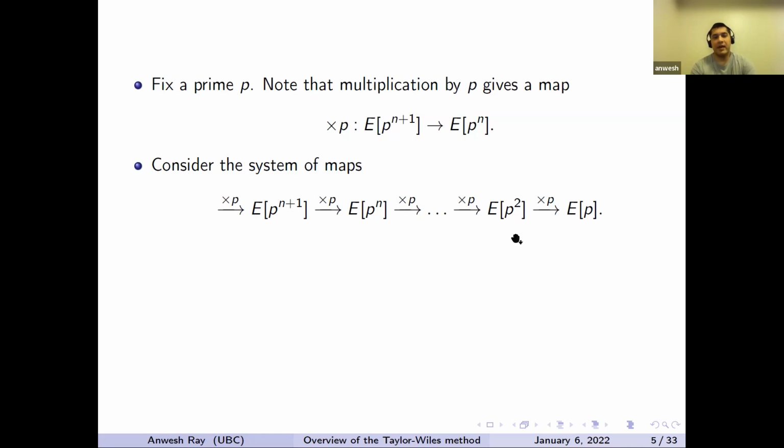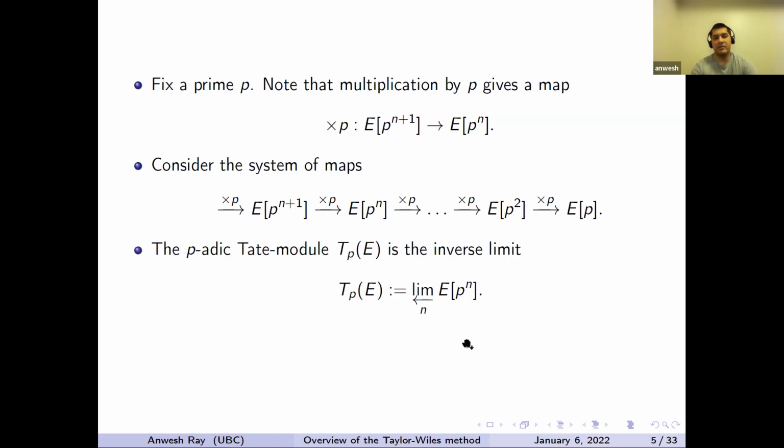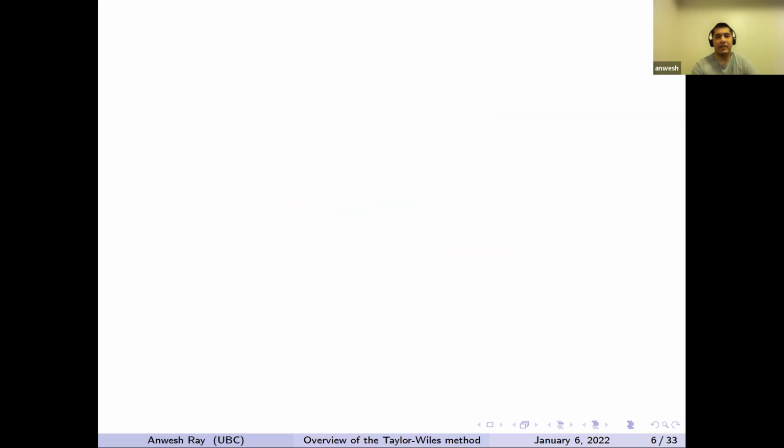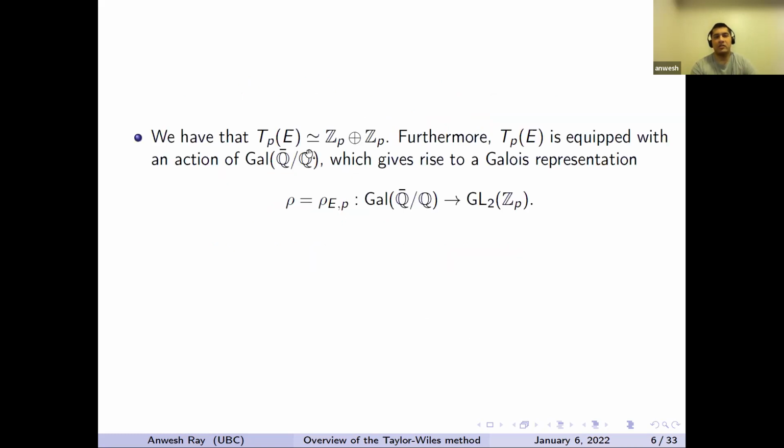So we get a system of maps, and the idea is to take the inverse limit of the system. And the inverse limit is what we call the Tate module, the p-adic Tate module, which we denote by T_p(E). So this seems very complicated, but this is essentially the object on which the absolute Galois group acts. So it is not hard to show that T_p(E) is just two copies of Z_p, the p-adic integers, but it's also equipped with the Galois action. So this is the lattice associated to the elliptic curve on which the Galois group acts.